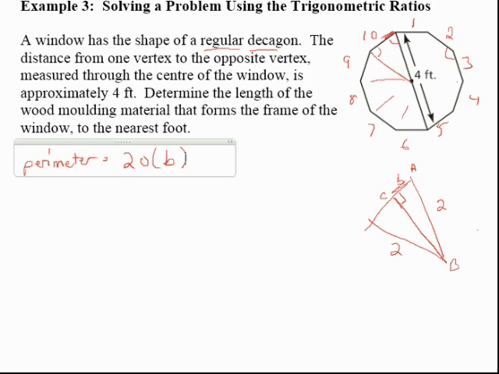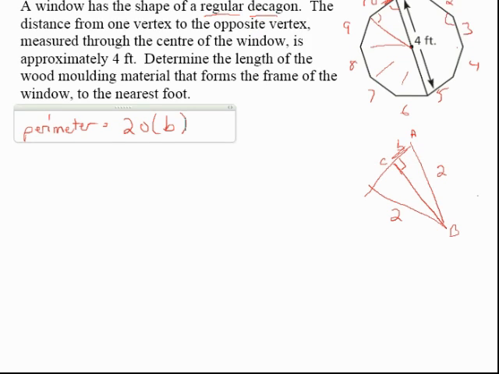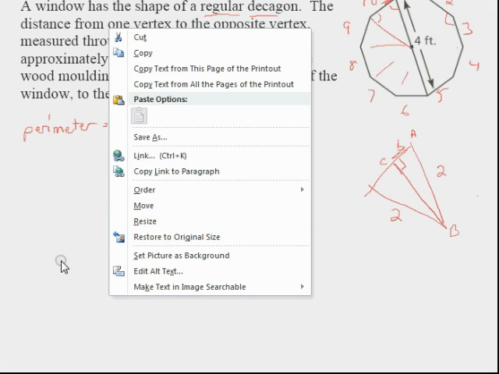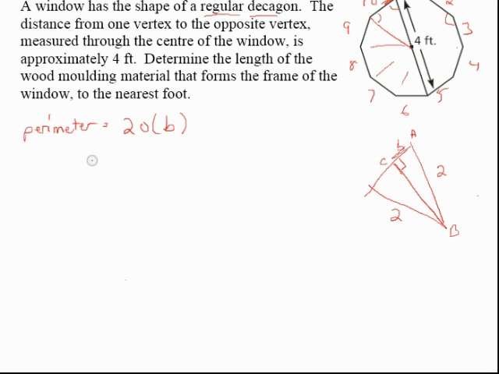So one technique that I will show you again and again this year is, this is my big picture sentence. I know that perimeter is 20 times B. I don't know what B is. So I'm going to tab in. Can't find my pen. Okay, sorry. I'm going to tab in and I'm going to find B.